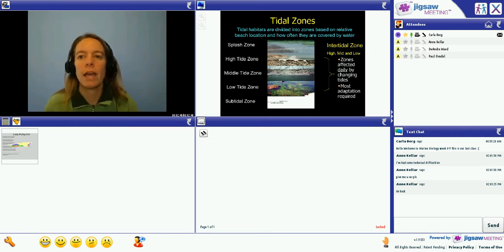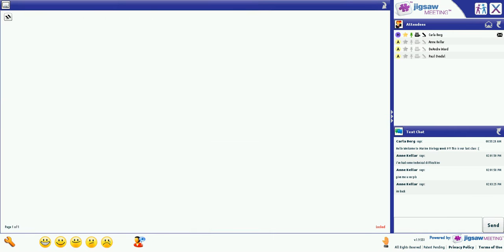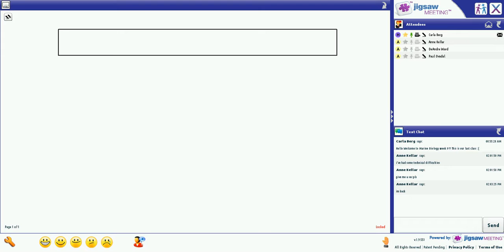So if you could go ahead and look at your whiteboards. I'm going to write a couple of things up here for us to brainstorm about. And we are going to think about the zones or areas of a beach. Now, we're going to start up high. So we're going to start with the area that's closest inland, closest to the shore. Now, this is called the splash zone. Next comes the high tide zone, then the low tide zone, and then the subtidal zone.